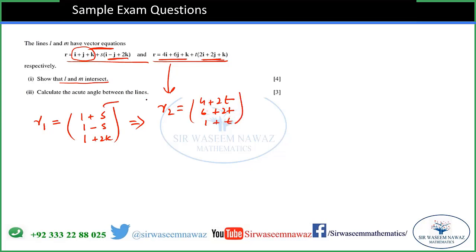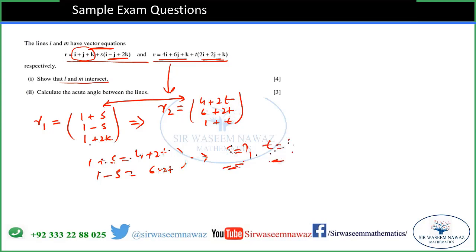Now what will you do? You will just equate any two of these. Just like I equate 1 plus s is equal to 4 plus 2t, and I equate 1 minus s is equal to 6 plus 2t. You will solve them simultaneously. You will get the value of s and the value of t. When you get these two values, you place them in the third component, and by putting in s and t, you should get the same answer. If the answer is the same, you will say that both lines are intersecting.